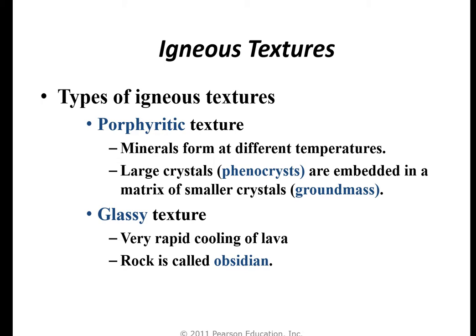Types of igneous textures. We have porphyritic texture. These are minerals that form at different temperatures. Large crystals, phenocrysts, are embedded in a matrix of smaller crystals called groundmass. A glassy texture is a very rapid cooling of lava, and the rock resulting is called obsidian, and we will look at this here in a minute.